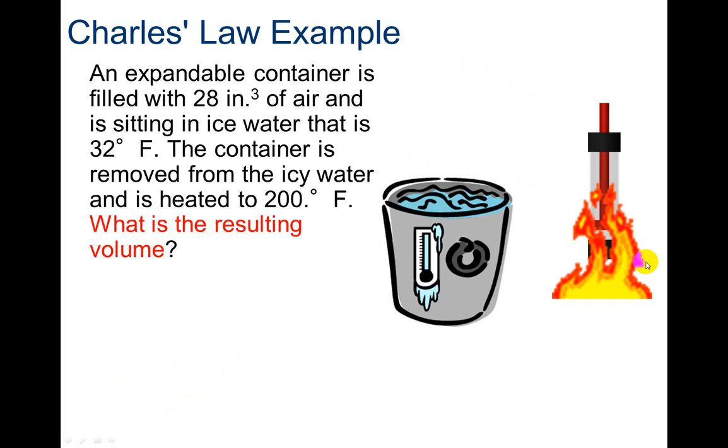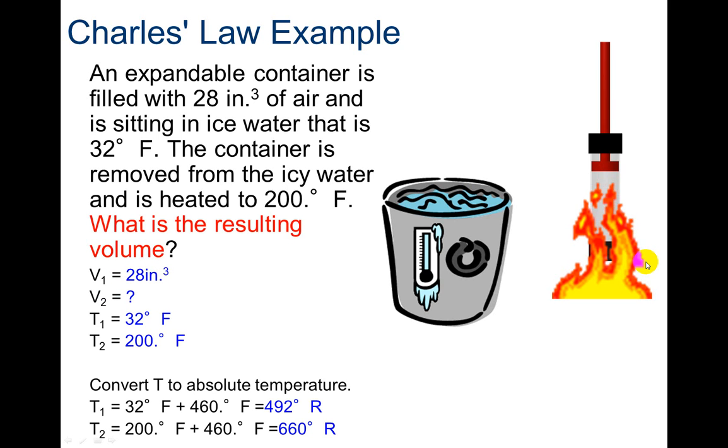Right, so an expandable container is filled with 28 inches cubed of air, notice that's a volume, and is sitting in ice water that is 32 degrees Fahrenheit. The container is removed from the ice water and is heated to 200 degrees Fahrenheit. What's the resulting volume? Right, so let's put in all of our knowns. Notice we're going to have to convert those to Rankine by adding 460.